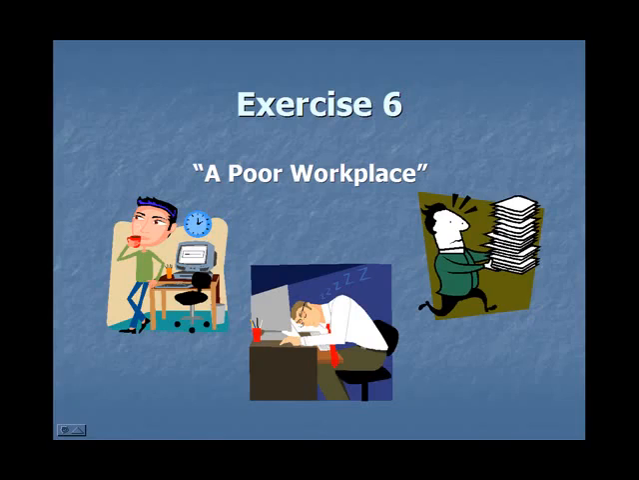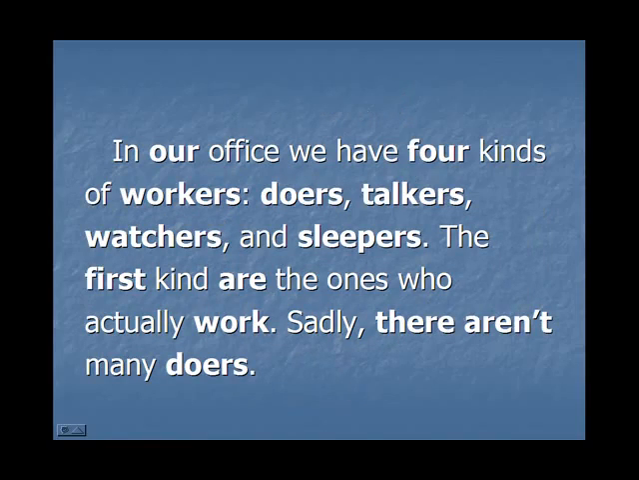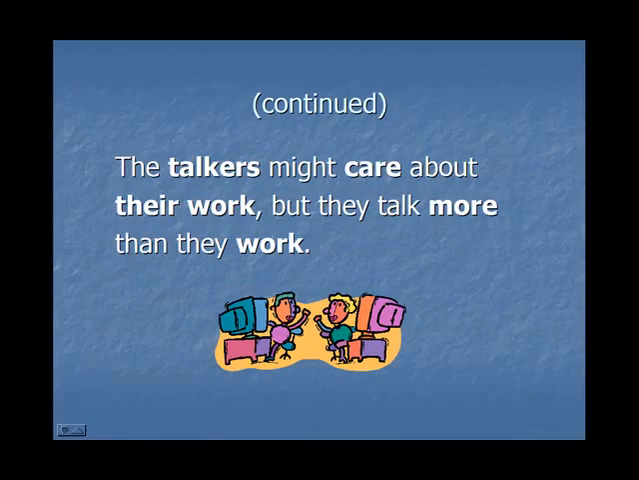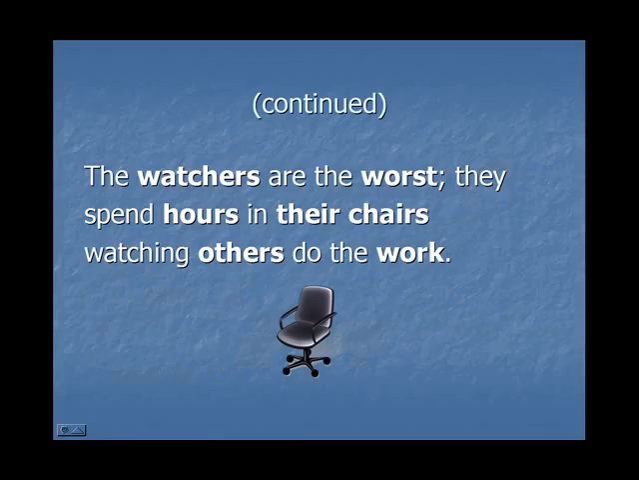Exercise 6. A poor workplace. Listen to the text. In our office, we have 4 kinds of workers: doers, talkers, watchers, and sleepers. The first kind are the ones who actually work. Sadly, there aren't many doers. The talkers might care about their work, but they talk more than they work. The watchers are the worst. They spend hours in their chairs watching others do the work.